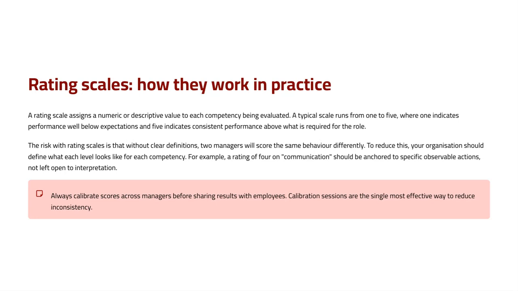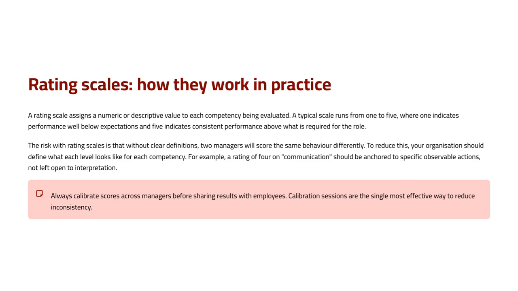When we talk about rating scales, we're looking at a system that assigns a numeric or descriptive value to each competency being evaluated. Typically, this scale runs from 1 to 5, where 1 means performance is well below expectations, and 5 means the employee consistently performs above what's required for the role. The key challenge here is consistency. Without clear definitions, two managers might score the same behavior very differently.